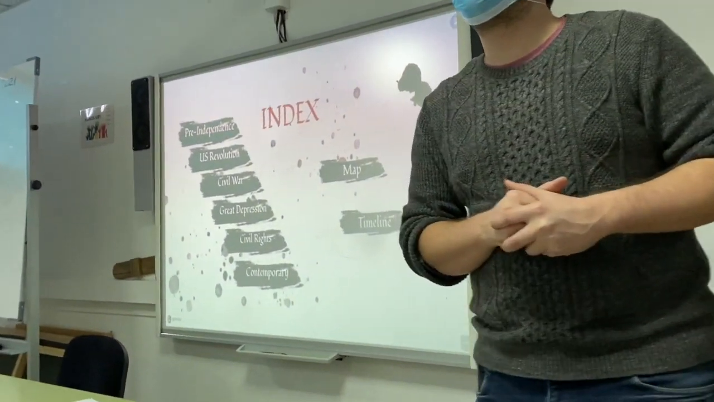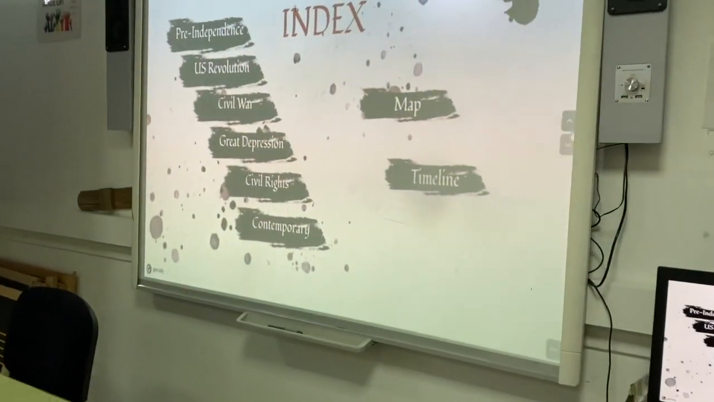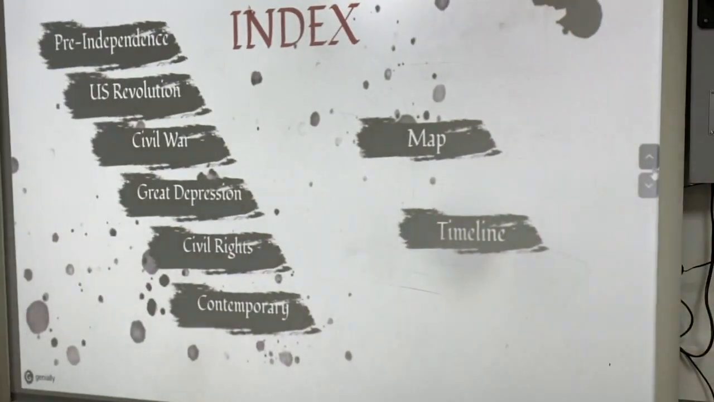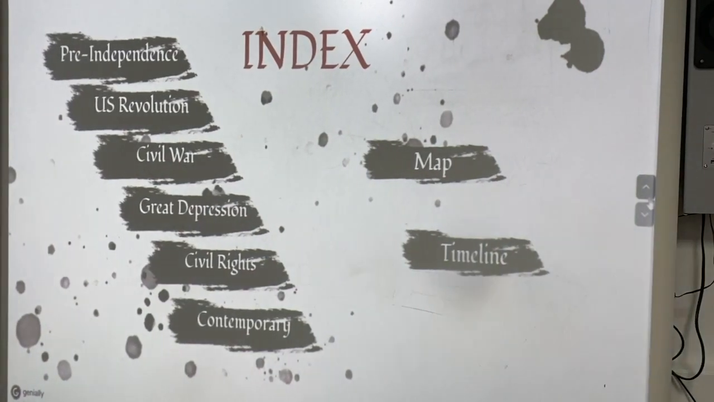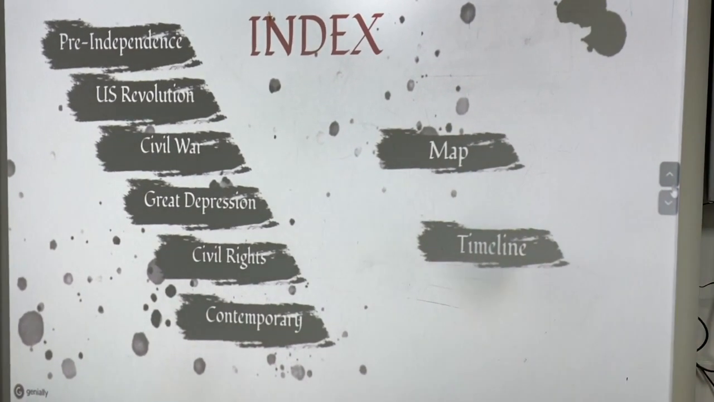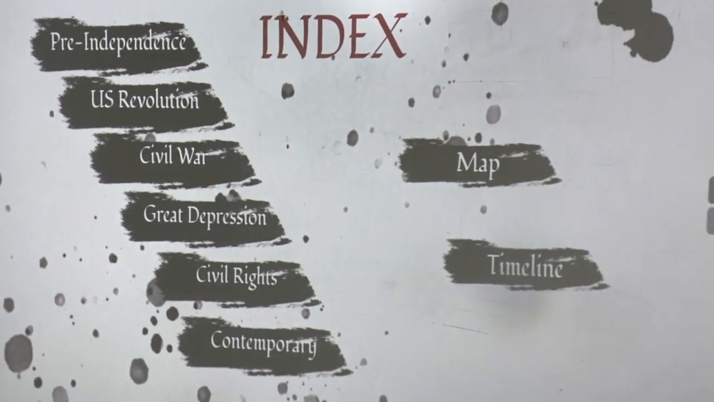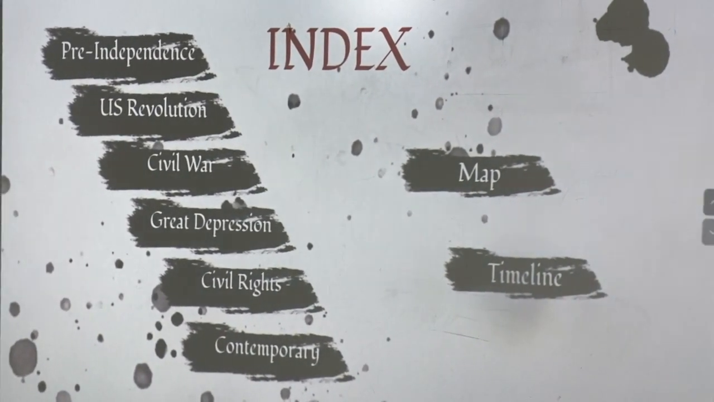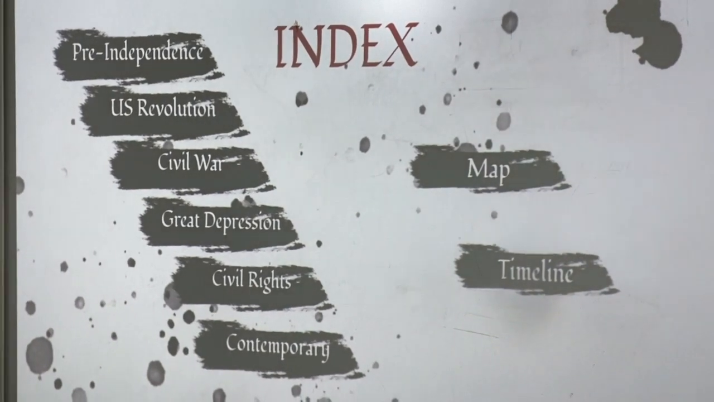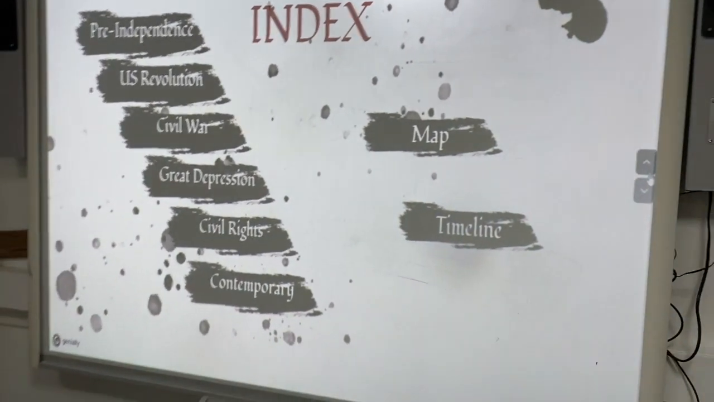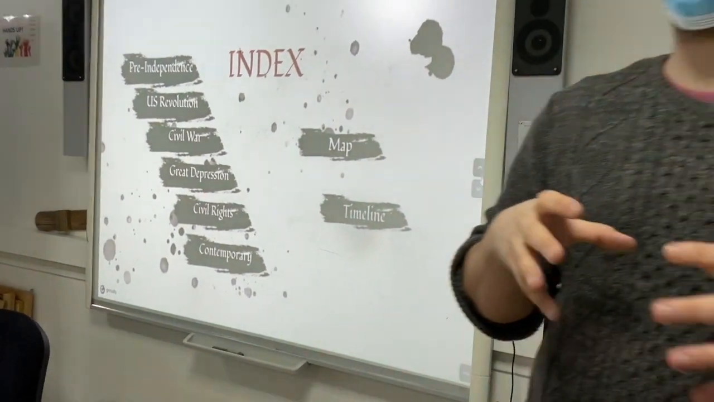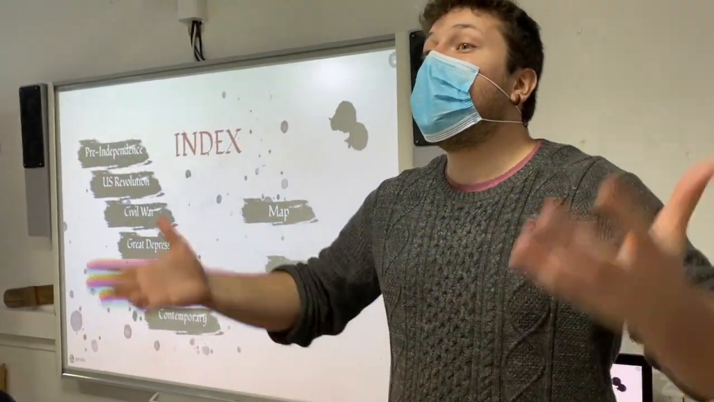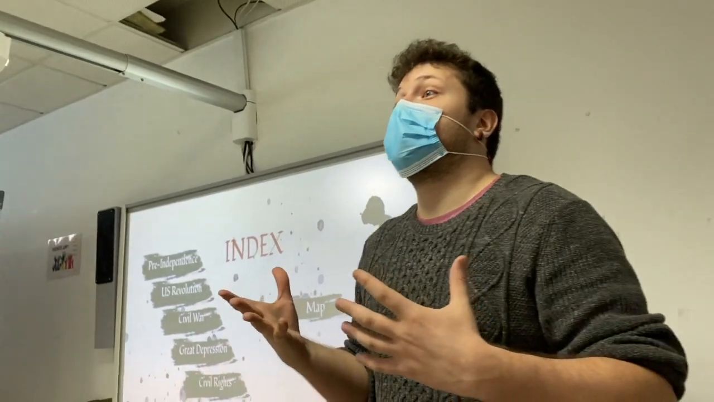Here are the different parts of US history that we are going to look at. I have divided it into 6 important periods of US history. The first one is pre-independence. So what do you think happened in pre-independence? That's before the United States was a country. That's where indigenous people lived there, when other things were happening in the country.